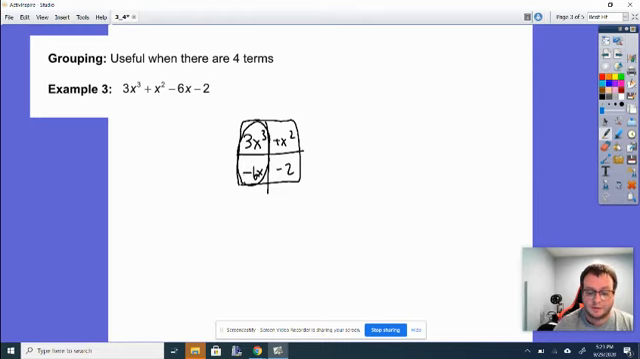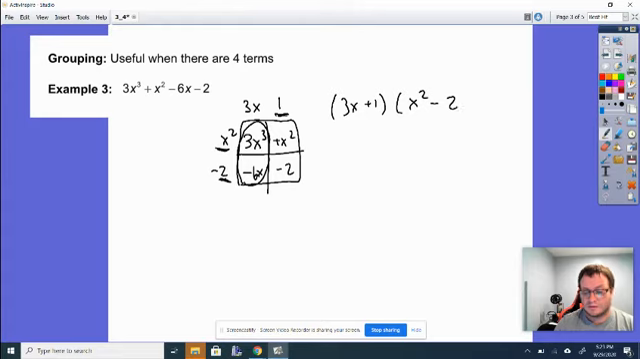What can I take out of both of these? Well, I can take a 3 and an x. For here, I would need an x squared. So it's kind of going back to what we were doing with dividing. Well, how do I get from 3x to 3x cubed? Here would be negative 2. And then up here would just be 1. And then 1 times negative 2 does in fact give me negative 2. So then my factors here are 3x plus 1, x squared minus 2.